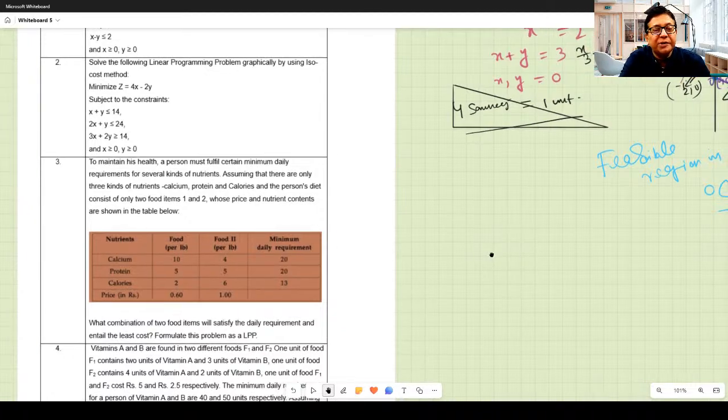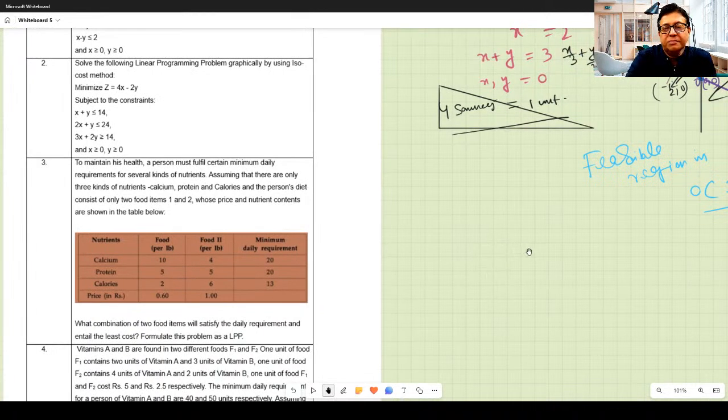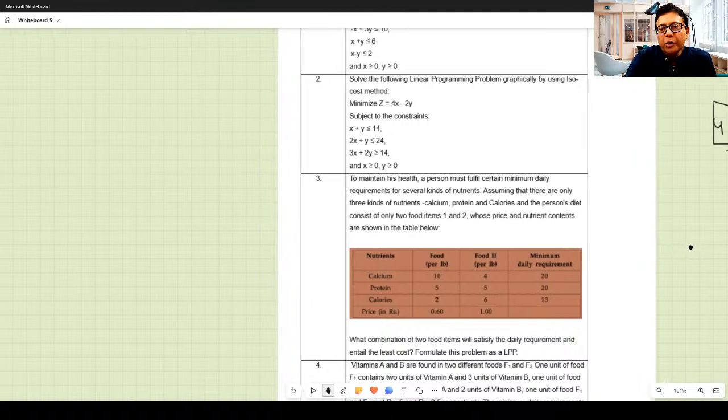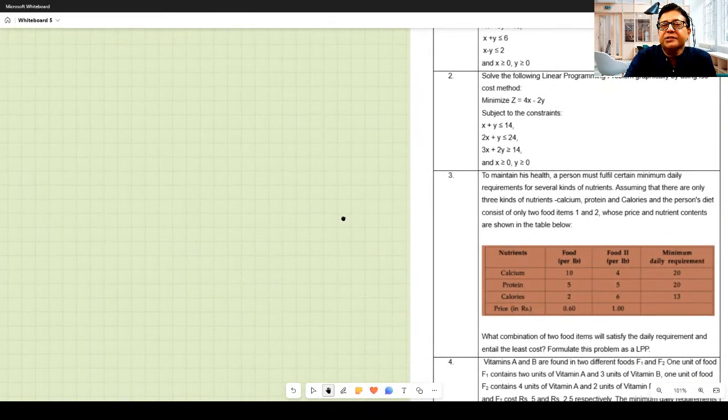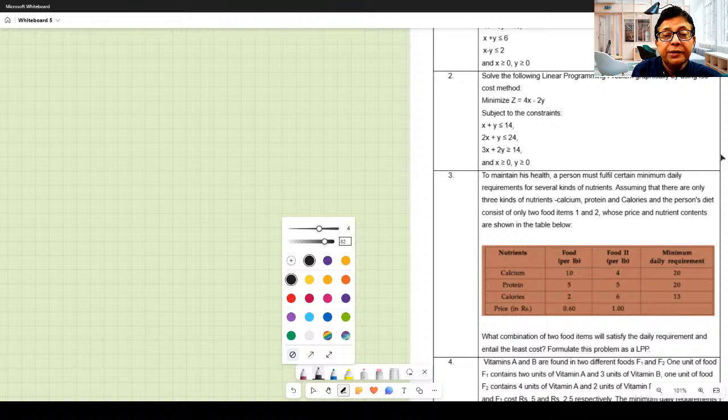Solve this linear programming problem. Hope all of you can see that. Let us solve this by the isocost method. I mentioned this on YouTube, the isocost method. Okay? How to? So again, you will start in the same manner, treating the given inequations as equations only.